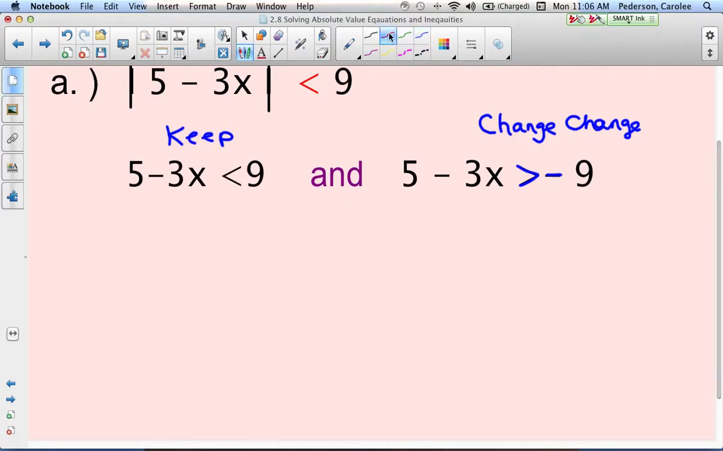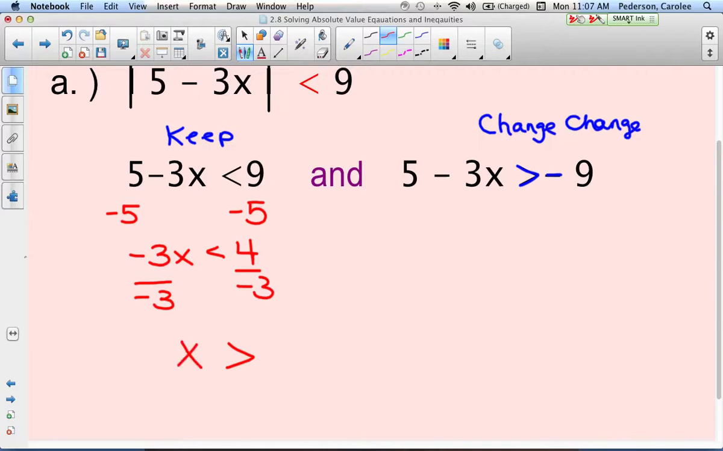So let's take this first one. We're going to subtract 5 from both sides. So we're left with -3x is less than, and now 9 minus 5 is 4. Then we need to divide both sides by -3. Remember what happens when you divide by a negative number in an inequality. It's going to flip the inequality's direction. I still have the x now left on the left side, and now I have -4/3.